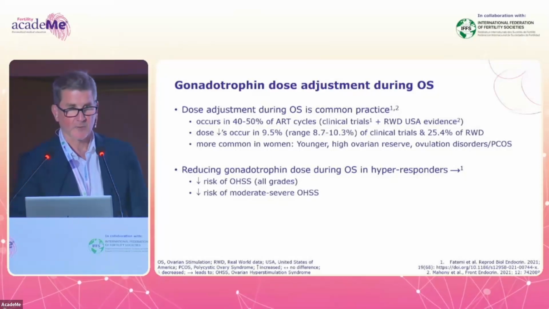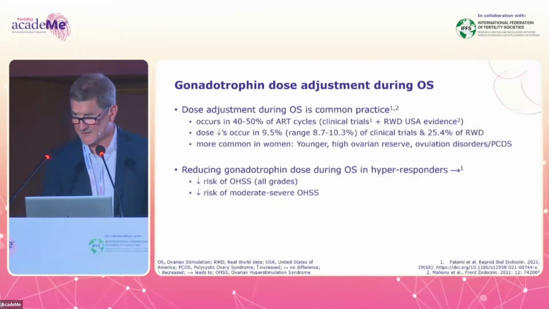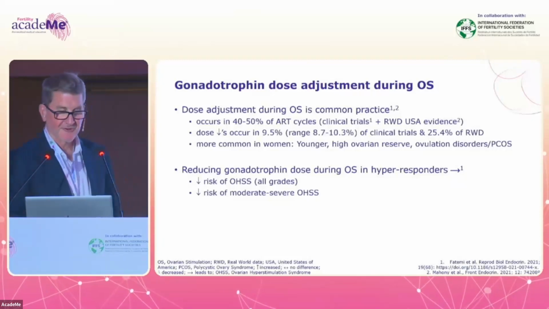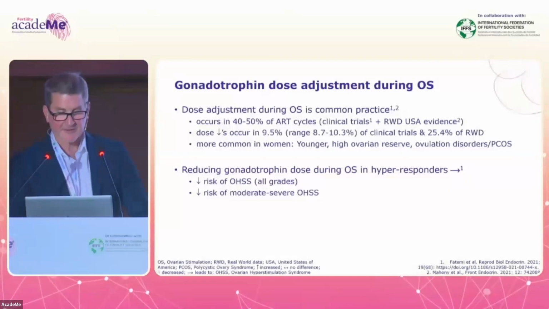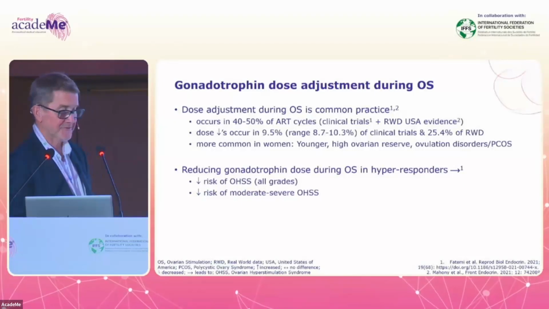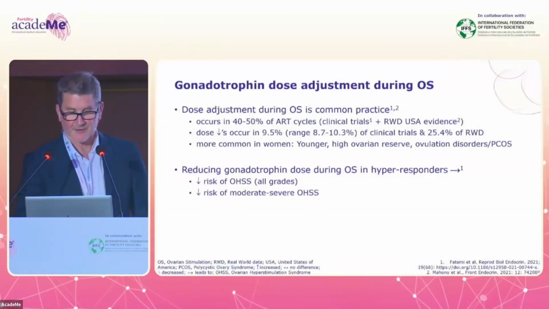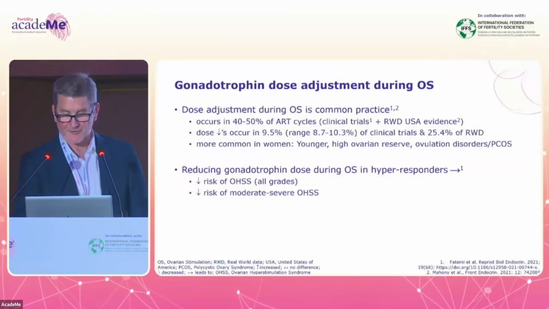It's more common in younger women, those with high ovarian reserve, those with ovulatory disorders and PCOS. Reducing the gonadotropin dose during ovarian stimulation, specifically in hyperresponders, has been shown to reduce the risk of OHSS, both all grades and moderate to severe.